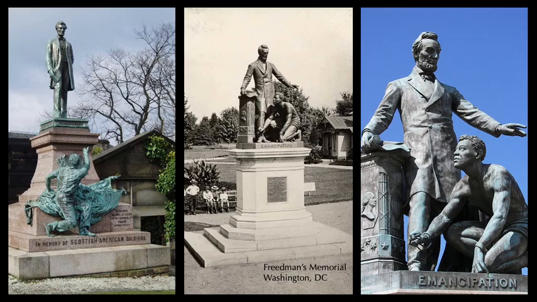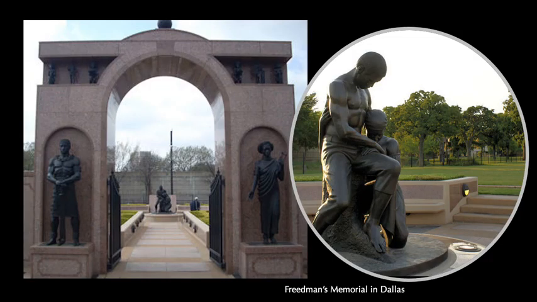The imagery of the kneeling slave came straight out of the abolition movement and the logo of the National Abolition Societies, and is reproduced here in the context of emancipation. It's also present in the statue to the memory of Scottish American soldiers in Edinburgh on the left. There are also other monuments to emancipation with a growing emphasis on Black history.